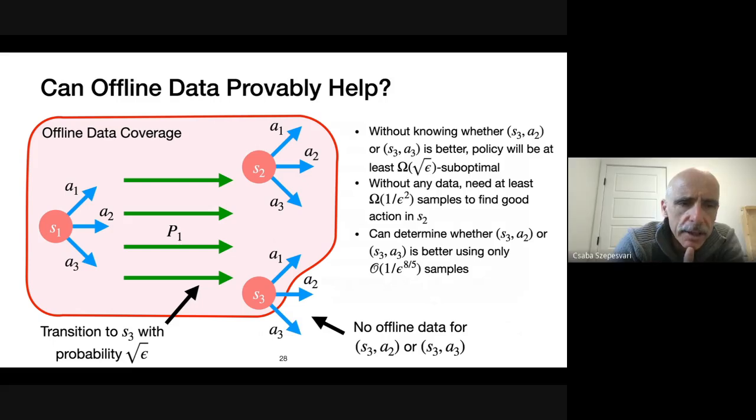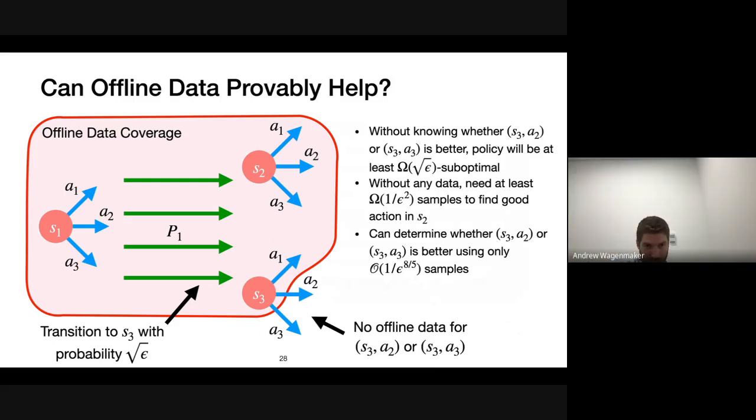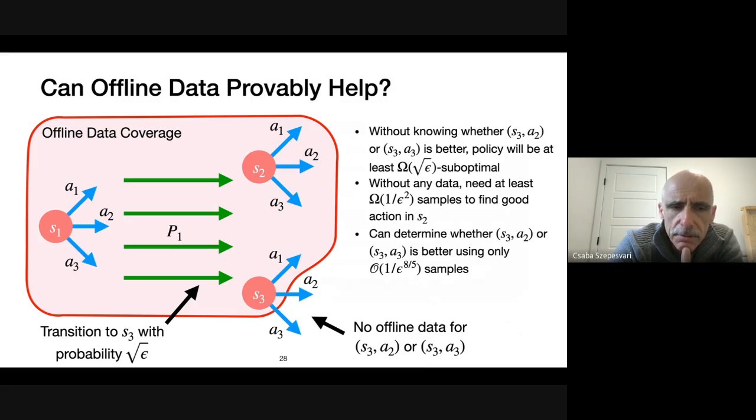I have a clarifying question. My understanding was that the probability of transitioning from S1 to S3 is square root epsilon. If that is the case, then if I can only start online data collection from S1, I have to wait quite a bit.